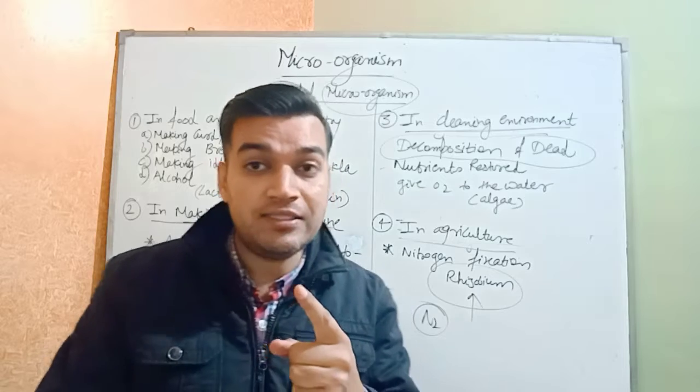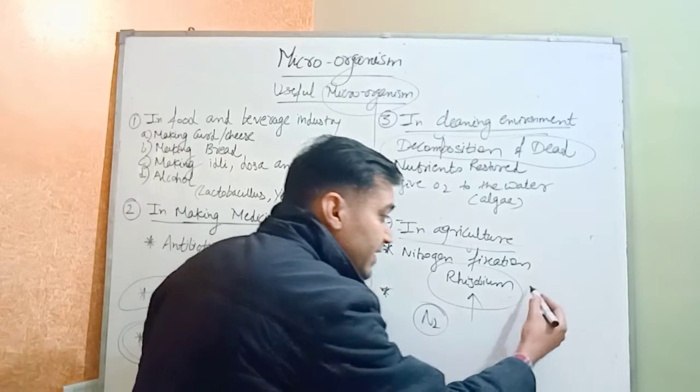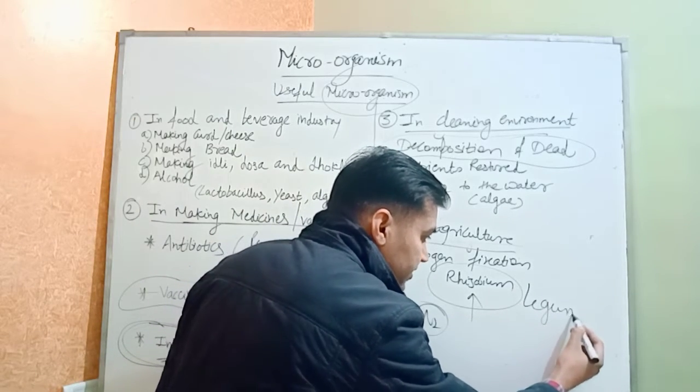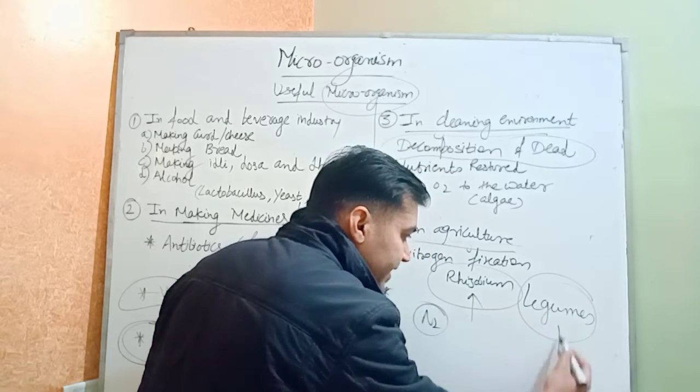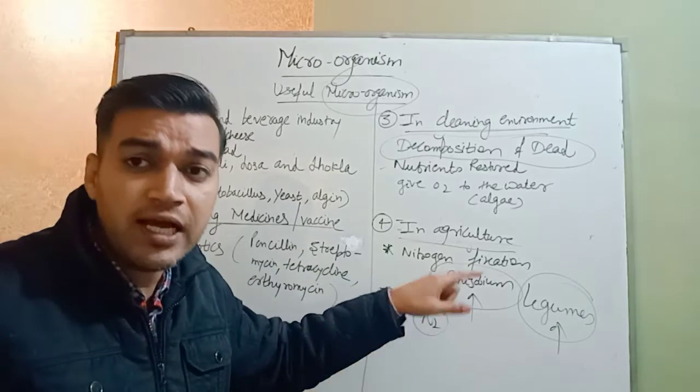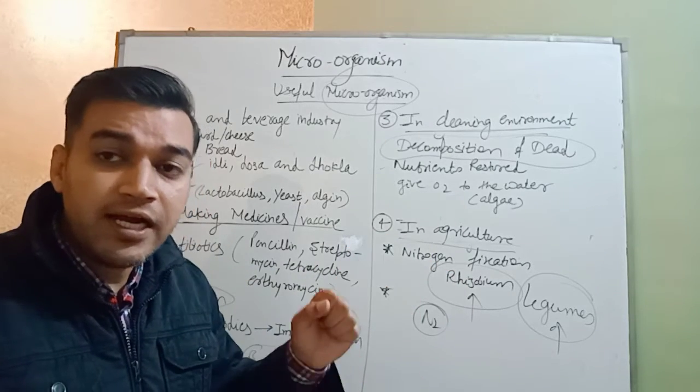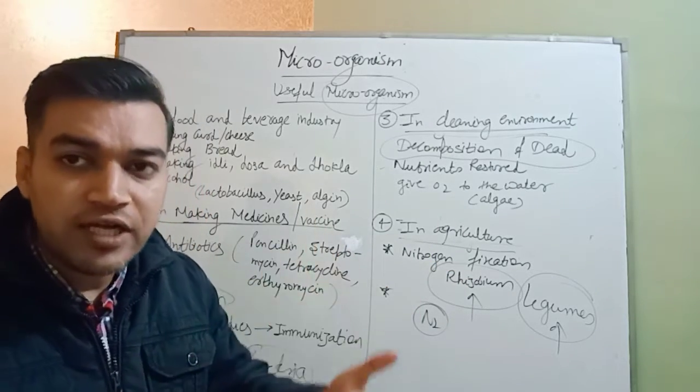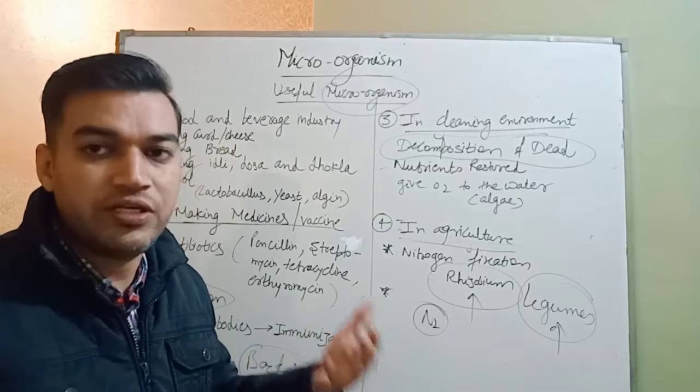But some plants, like legume plants such as pulses, are a different case. Legume plants have bacteria named Rhizobium in their roots. They fix the nitrogen, and after that the plant will use that nitrogen and help in the production of proteins.